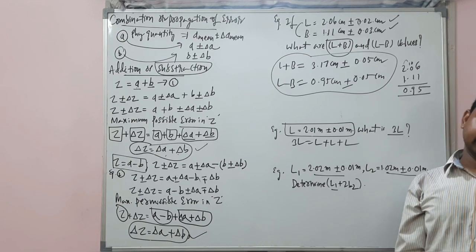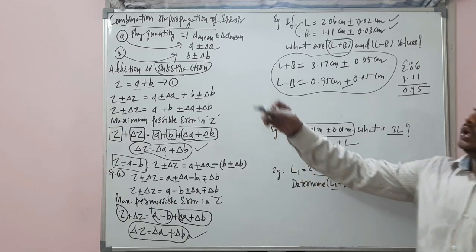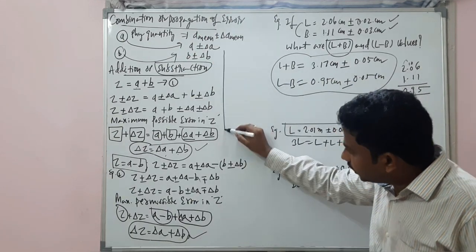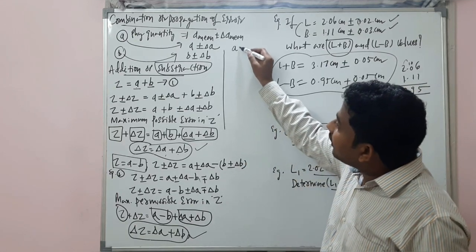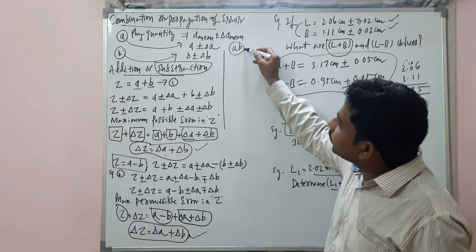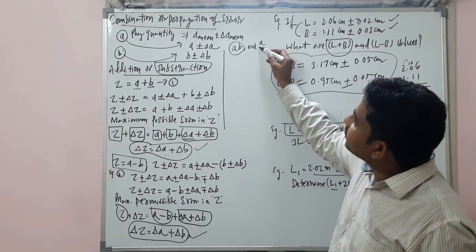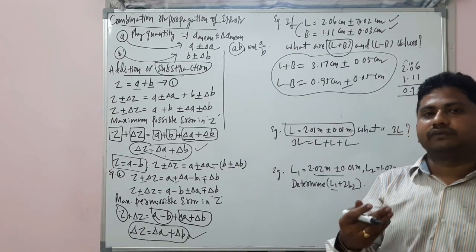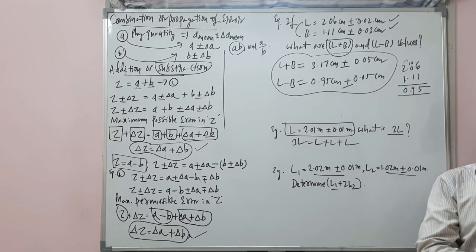In the next class, what we are going to discuss is how the combination or propagation of error will be when we are multiplying two physical quantities and dividing two physical quantities. Later, we'll discuss some more topics along with the very important numericals.